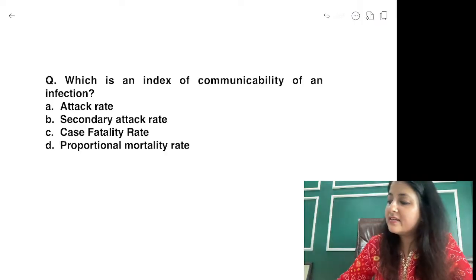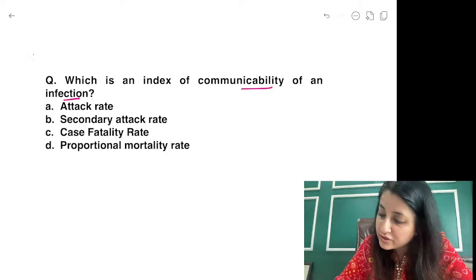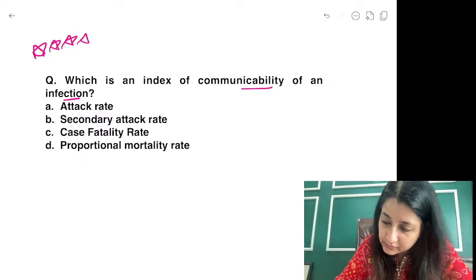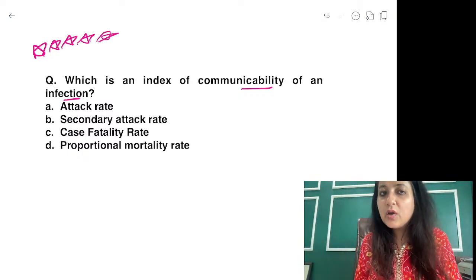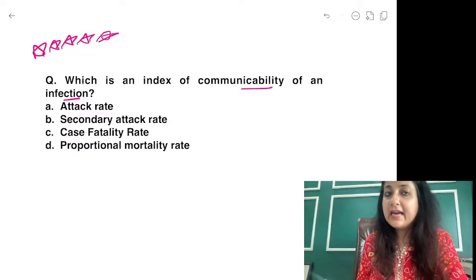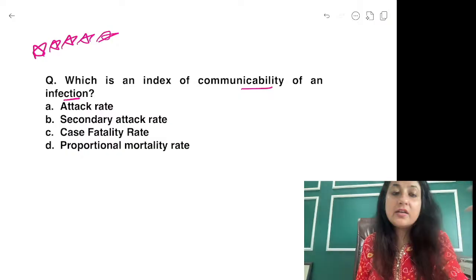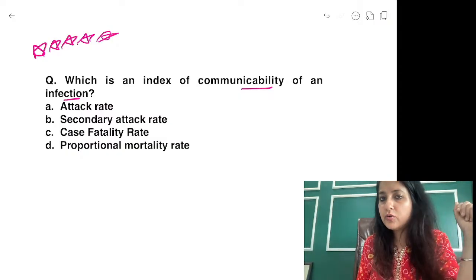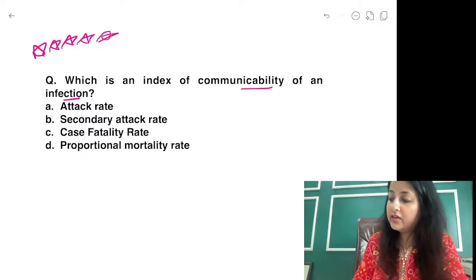Okay, which is an index of communicability of infection. Very very important. ये question ही 5 star है. बताओ, this can come in UPSC also guys, which is an index of communicability of an infection. Attack rate. Now what is attack rate? What is secondary attack rate? What is case fatality rate? And what is proportional mortality rate? Highly important for exams. So very good.